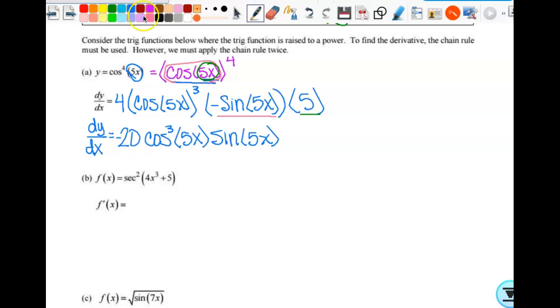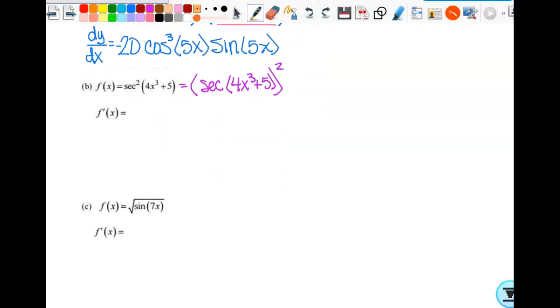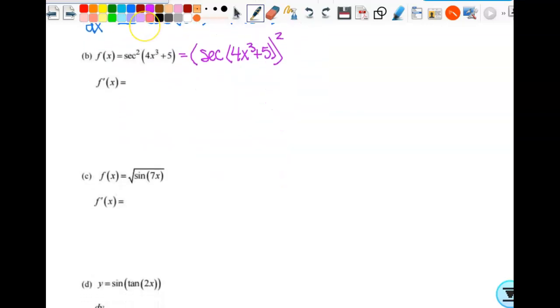Okay. So do I need to rewrite anything in B before I start? What do you think? Should I rewrite this first? Yes. So this is going to be equal to secant of 4x cubed plus 5, all of that squared. All right, so I'm going to start from the outside, the candy shell part. This is going to be 2 times secant of 4x cubed plus 5, and then that would be to the first power, but so I'm just not going to write one. That's the outside part, right? That's your candy. Then we do the chocolate. The chocolate's the inside right here.